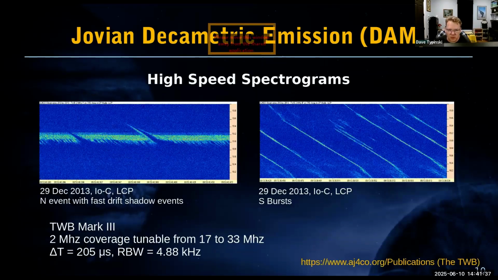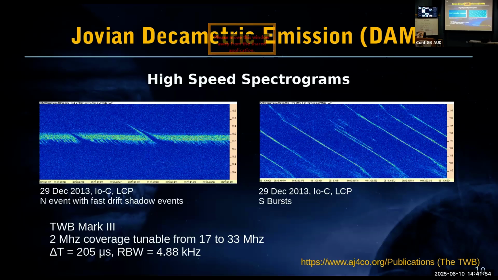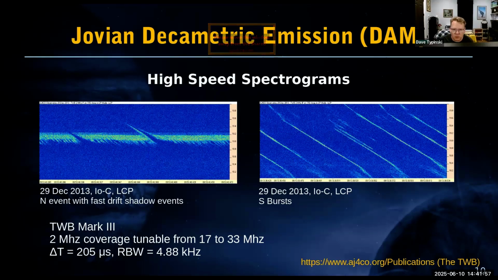Here are the high-speed spectrograms I was talking about. These things are neat. The one on the left shows some fast drift shadow events in an N event. It was an Io-C N event. And it looks like there's some S-burst train on the lower frequency edge of that. These spectrograms are only 2 megahertz wide. They were made with a spectrograph that had a 10 megahertz sample rate, but only used 5 megahertz of that because this was only real mode. These weren't complex samples. So this is something with an 8 megahertz sample rate SDR.